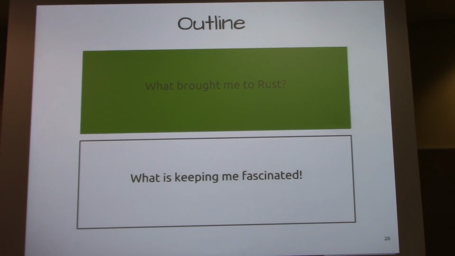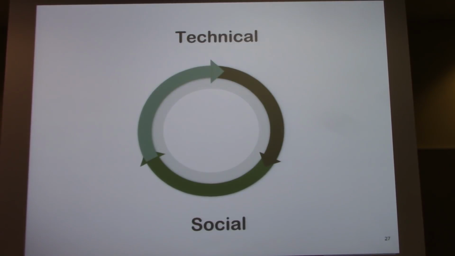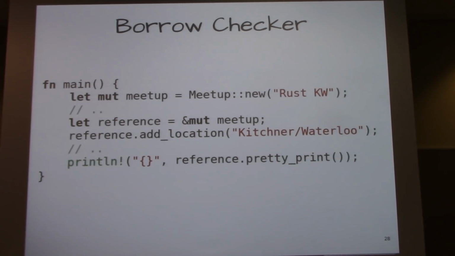Alright, so part 2. This is essentially a whirlwind tour of what I found fascinating with Rust as I developed my program. There are 2 aspects to this. One is obviously the technical aspect, that's very fascinating. But there's also the social aspect, which I will talk about at the end of the talk. So 2 core technical things that Rust gives us is, one, the borrow checker, right?